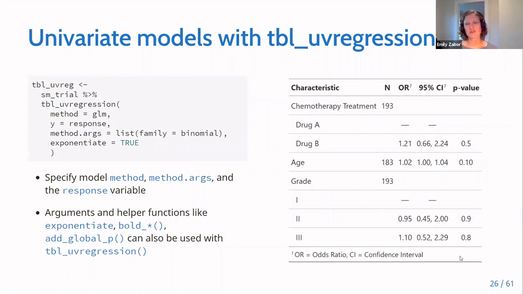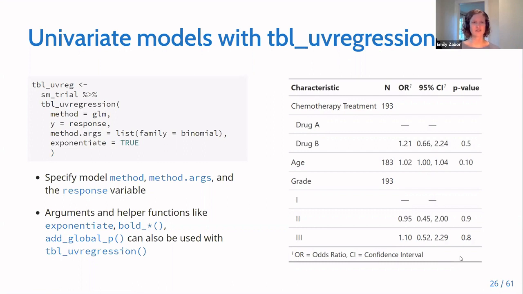It's also possible to do univariable regression results. So what I showed before, if you just had a single variable, tbl_regression would work fine. Or if you have a multivariable model, tbl_regression is what you want. But a lot of times we want the univariable regression results for a number of different variables. And so you don't want to have to call tbl_regression multiple times for every single individual variable.